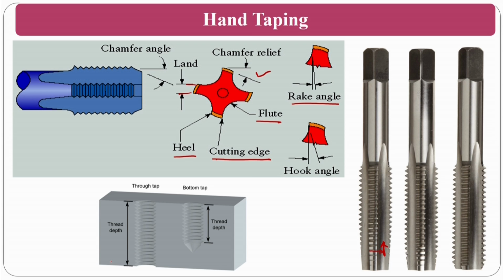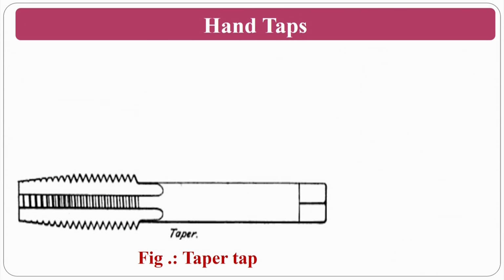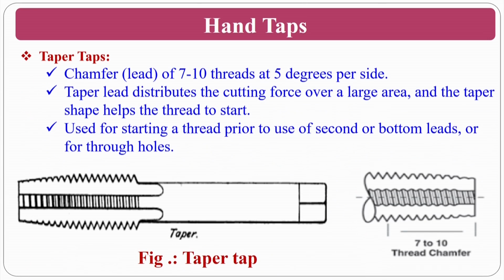You can generate 2 types of threadings, through threadings and also bottom tap threadings, where you can terminate at a certain distance itself. So there are varieties of threadings you can do here. Hand taps, the first one is the taper tap. I said there will be a set of taps. Normally a tap set will contain 3, which you have seen in the previous slide.